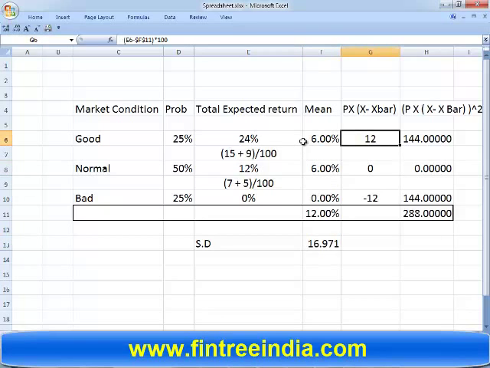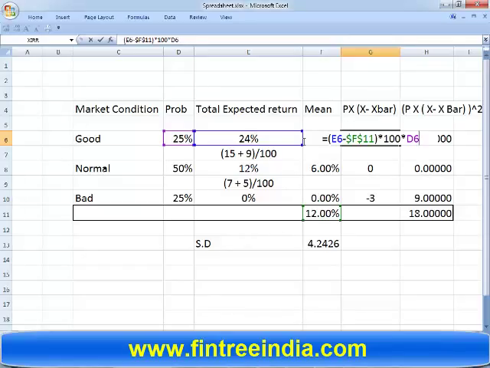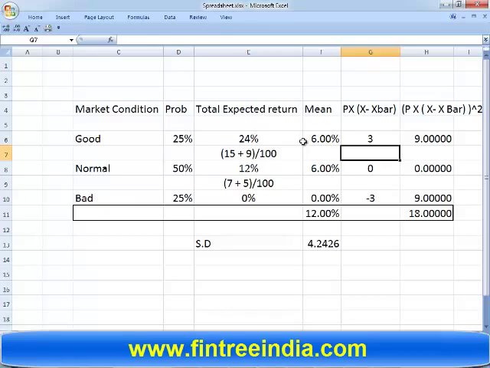Anything not clear, Karishma? So we did multiply by probability x minus x bar. Which one? This one? Have we not? Yeah, we should have. Oh yes, I'm so sorry. Let me just check my answer again one more time. 24 minus 12, so this is 12 into 25% into 100. Now it's correct. Yes.